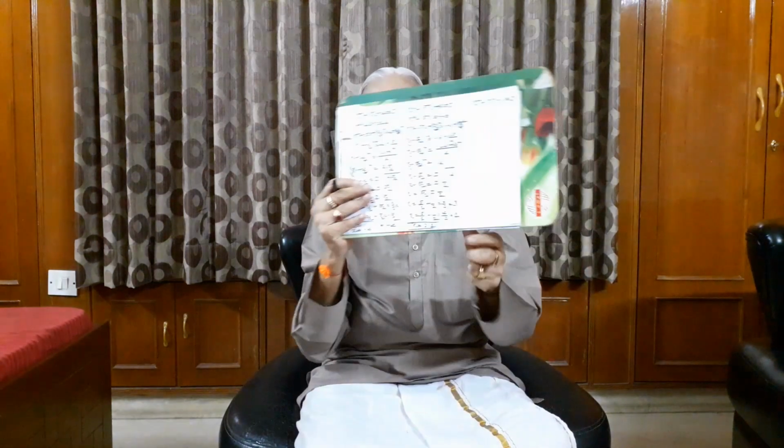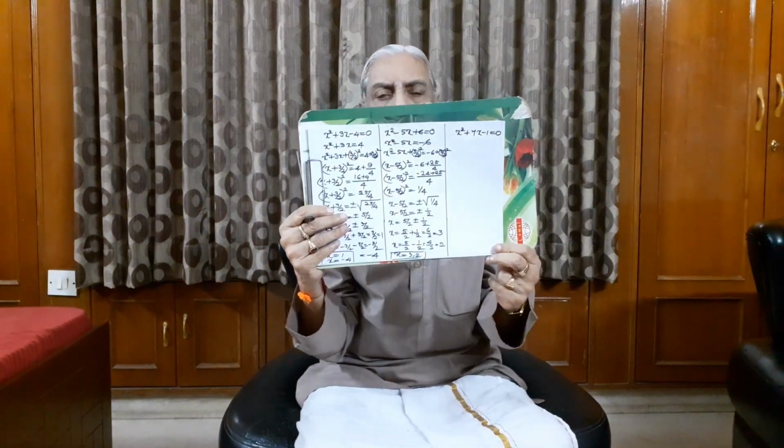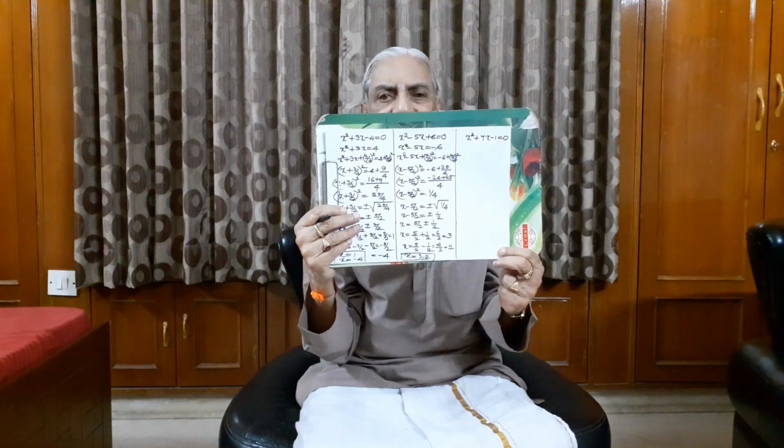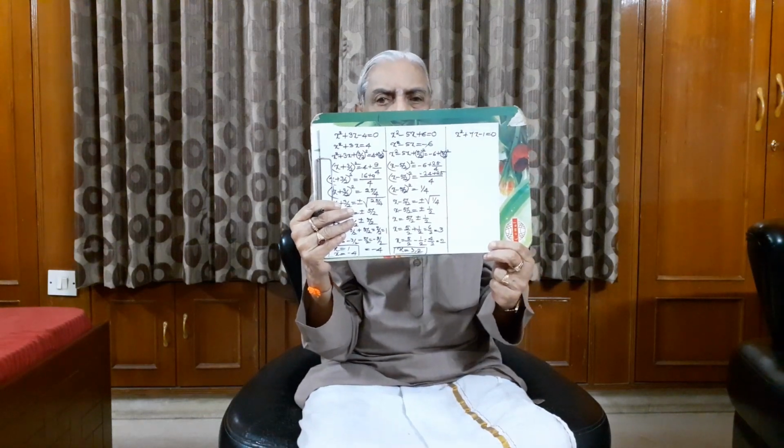Now see, x square plus 7x minus 1 equals 0. So what is the coefficient of x here? 7. I have taken all odd numbers; earlier I had taken even numbers, now I have taken odd numbers. What is the first step? Transfer minus 1 to the right hand side.